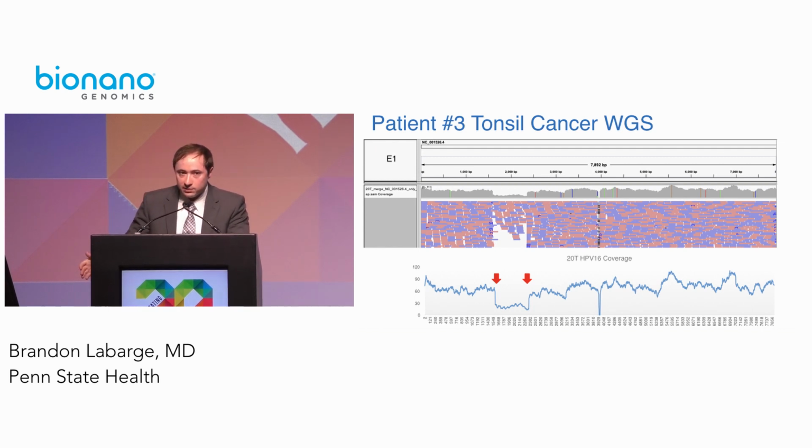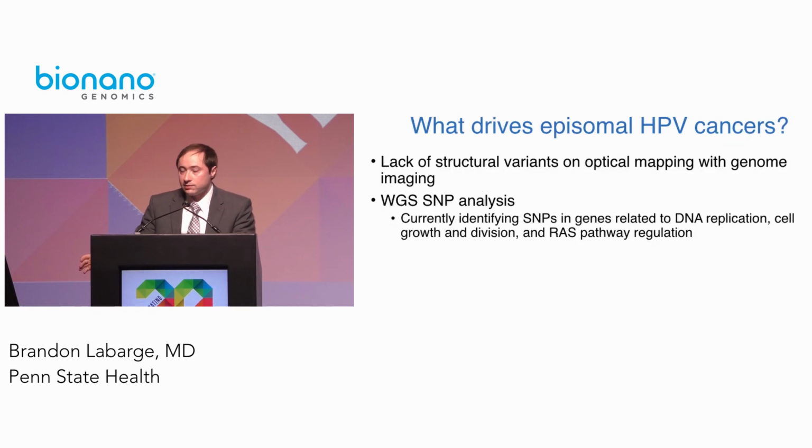So because the episomal HPV cancers don't have any structural variations with Bionano data, we can then ask what drives these cancers. And so we're further looking into whole genome sequencing, SNP analysis. We've identified some genes so far related to DNA replication, cell growth and division, and RAS pathway regulation.